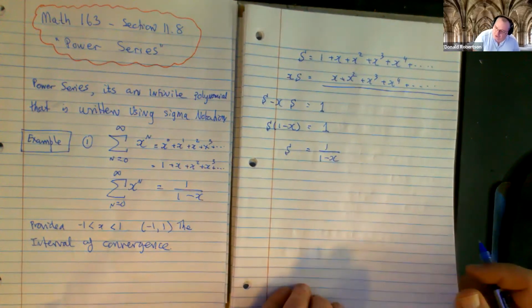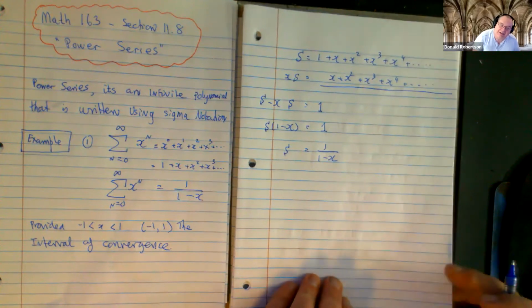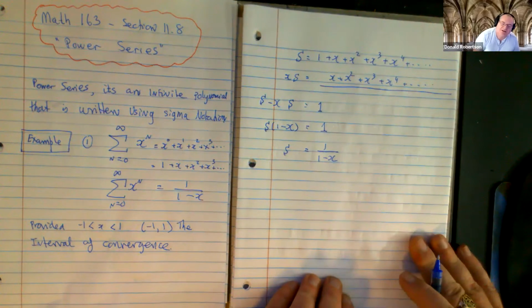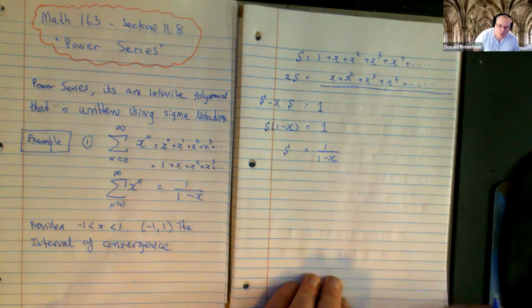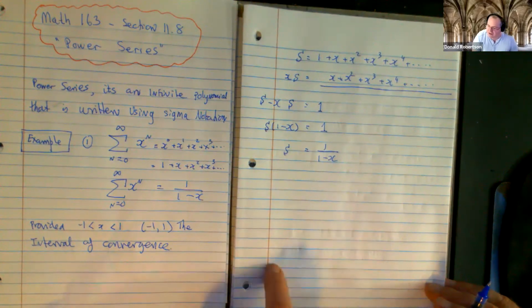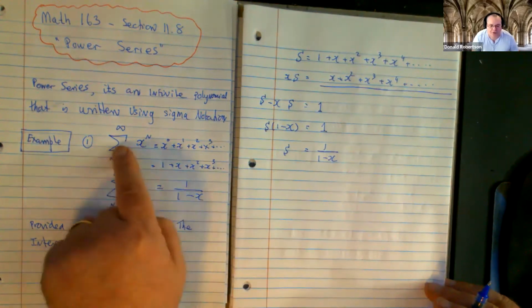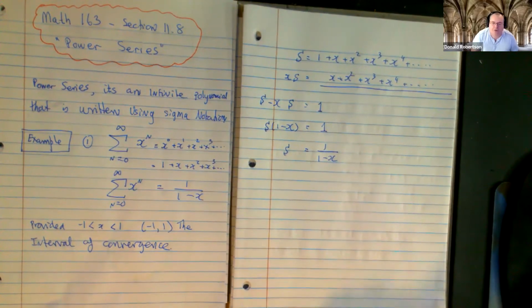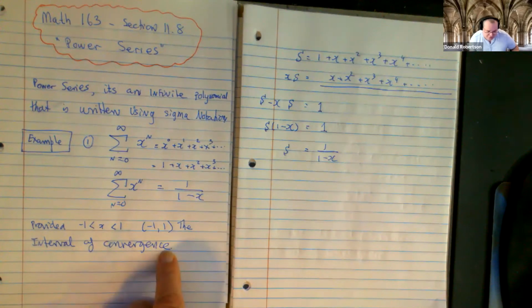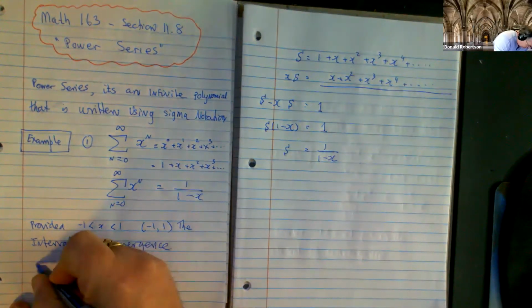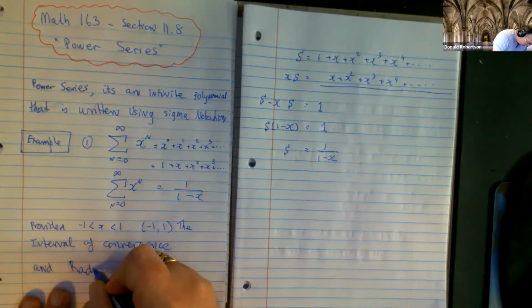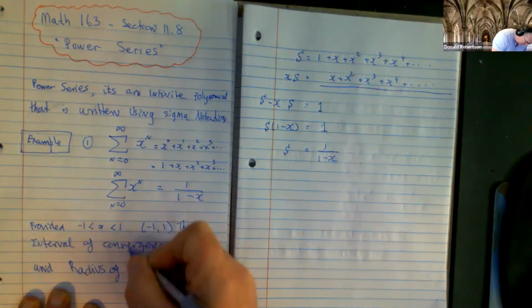So every function in the world can, at least theoretically, be written as a power series. And not today, but in the coming days, we'll even show you how to take a function like sine x or e to the x and create its power series. But what we're going to focus on today is finding the interval of convergence and a thing called the radius of convergence. They're very closely connected.